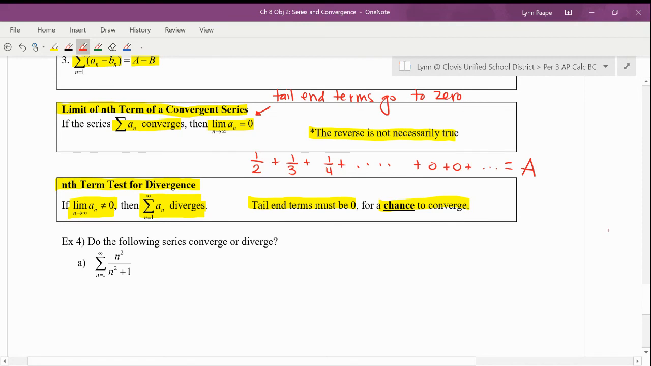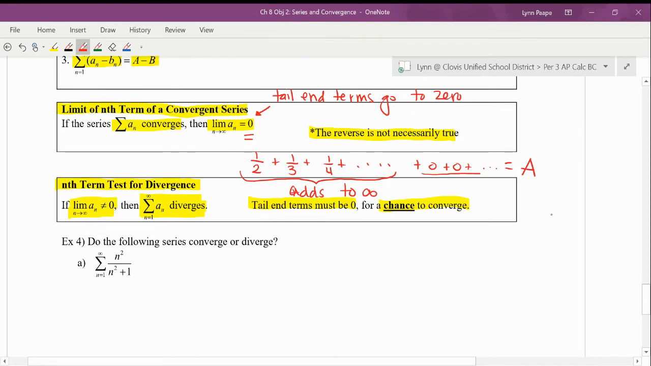Like that is not a true statement. So wait, actually, let me say that better. Just because the end terms go to 0, it does not mean that the series will converge. It still can diverge. Why is that? Because what could happen is that these guys here can add up to an infinite value before it ever gets to the terms that are 0.